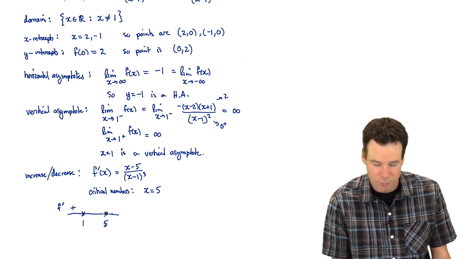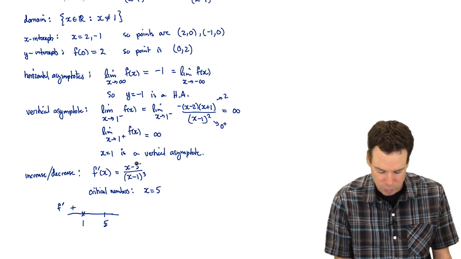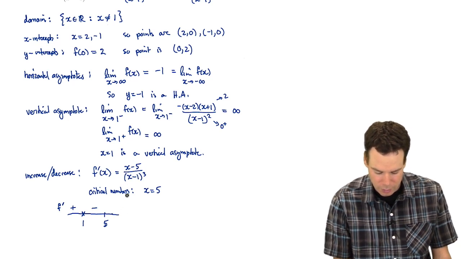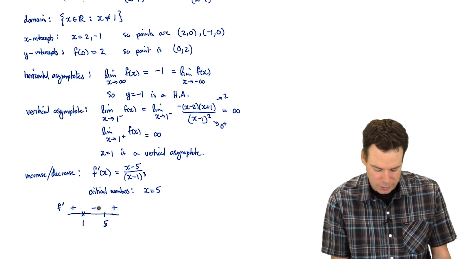What about between 1 and 5? Again, we can pick a test point. Let's say 2. The numerator, 2 minus 5, that would be negative. 2 minus 1, that's positive, so negative over positive, that's negative. And beyond 5, both the numerator and denominator are positive. So there's our signs. Our derivative goes positive, negative, positive.